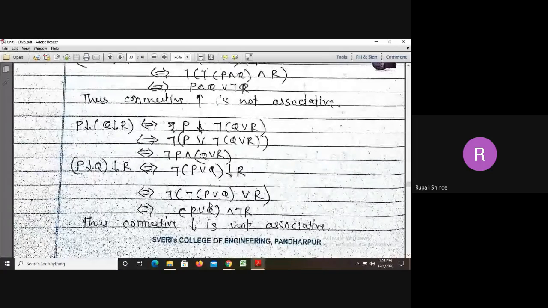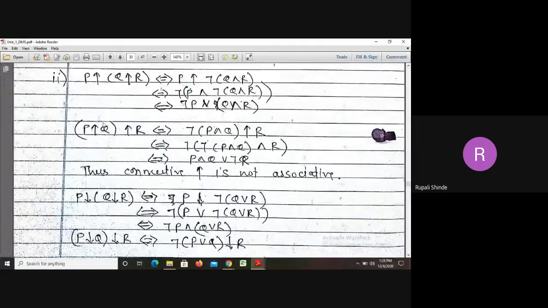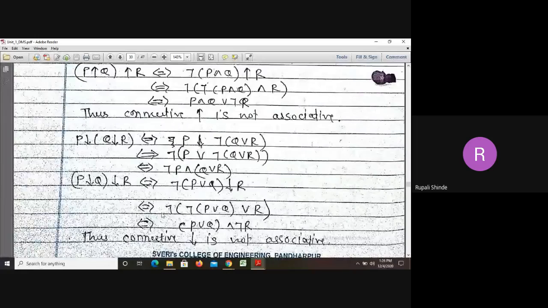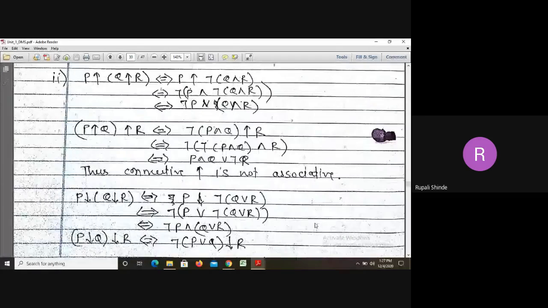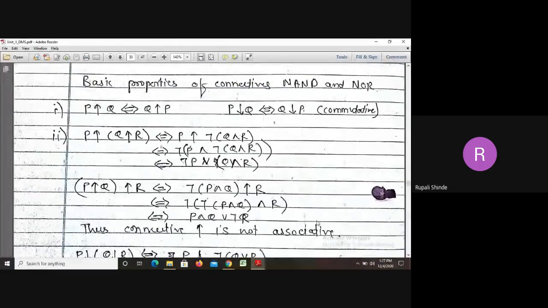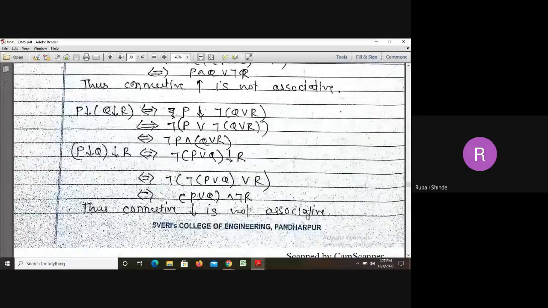So likewise, NOR is also not associative. So again, we can take same example. Just instead of this NAND, we have to take NOR. So again, if you solve in that fashion, you will get two different results. That's why this is not associative. So we can say that NAND and NOR are just satisfying one property, and that property is commutative property. This is not associative. NAND and NOR, these are not associative.